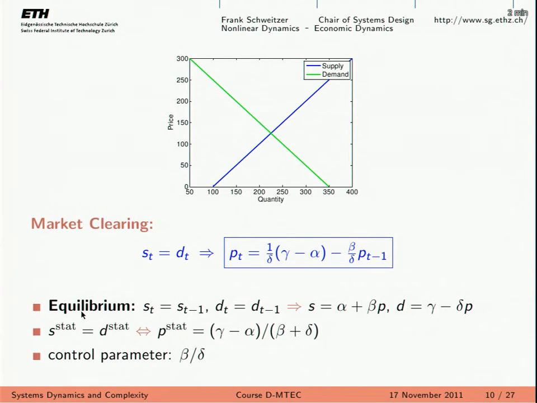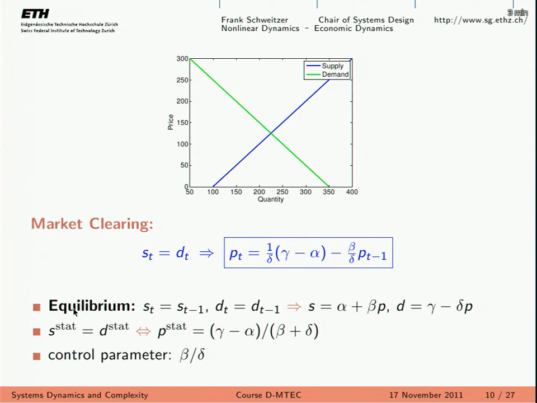And what will happen if beta over delta is 1? Now, look at it. That's the kind of math that you have to know for the exam, so think a bit. It fluctuates with constant amplitude. Exactly. You have 1, minus 1, 1, minus 1, 1, minus 1. So the sign just changes, and you have two values.